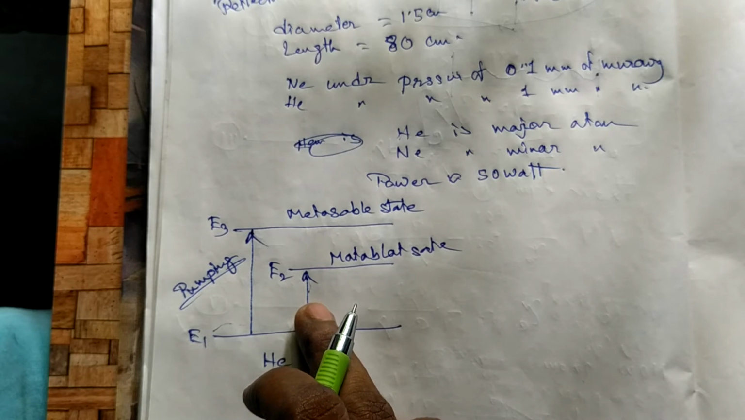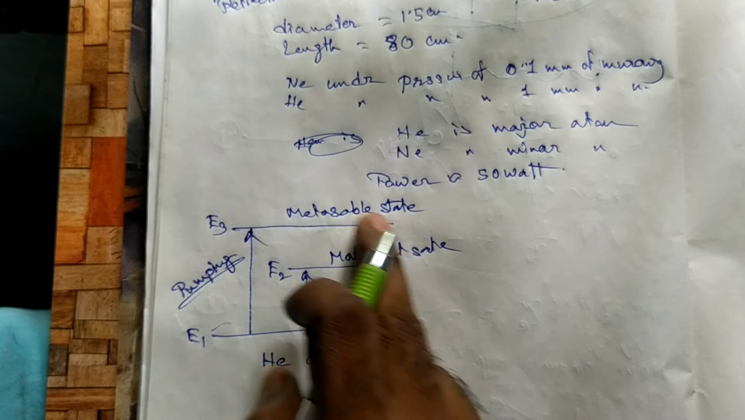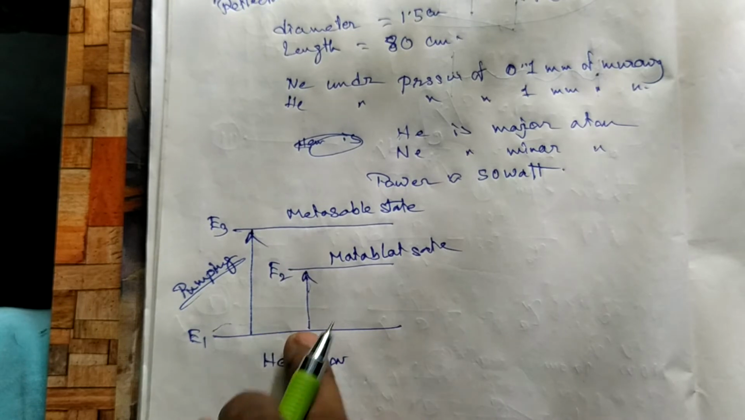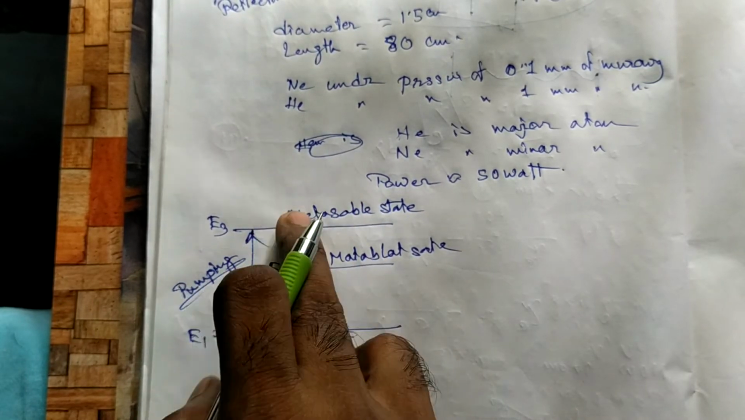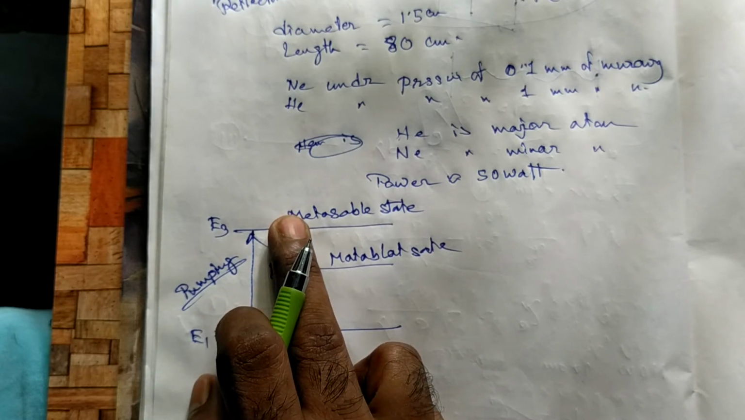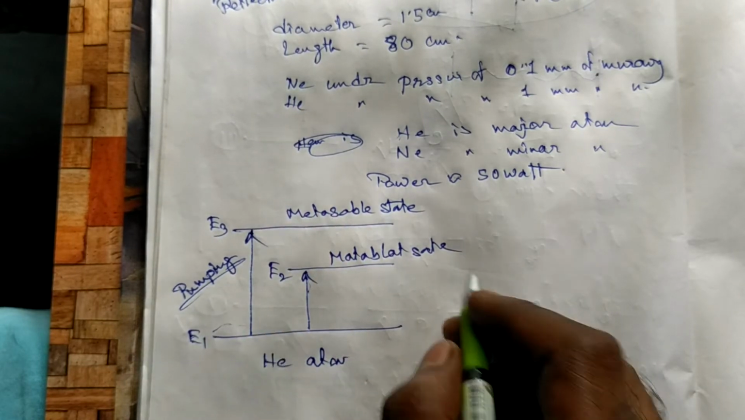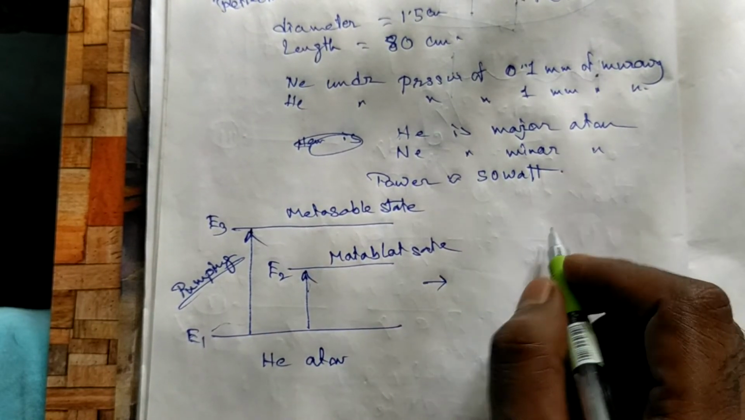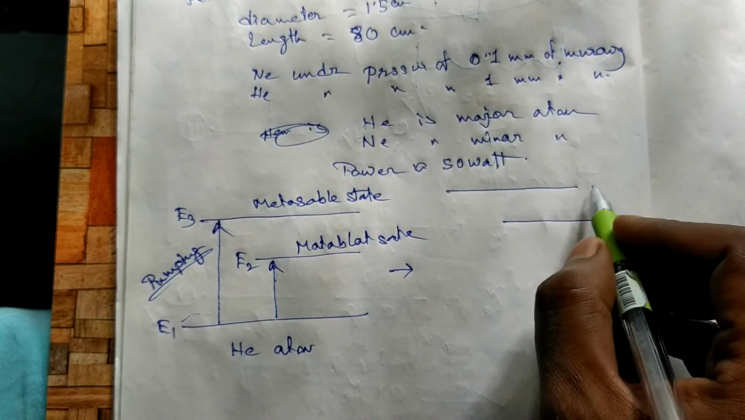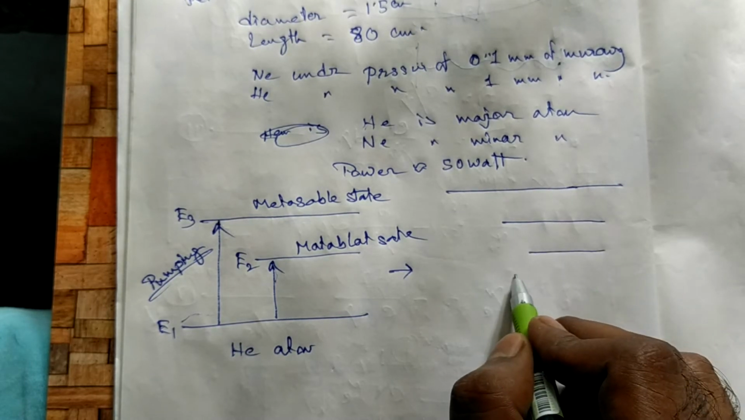But in this case there is no emission of a light beam. When the excited atom stays stabilized for approximately 10 to the power minus 10 second, it returns to the ground state. This released energy is taken by the neon atom. Is it clear? This energy is taken by the neon atom.